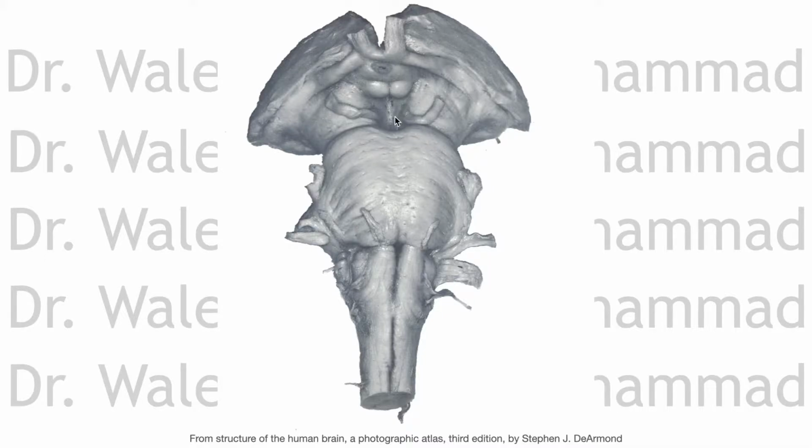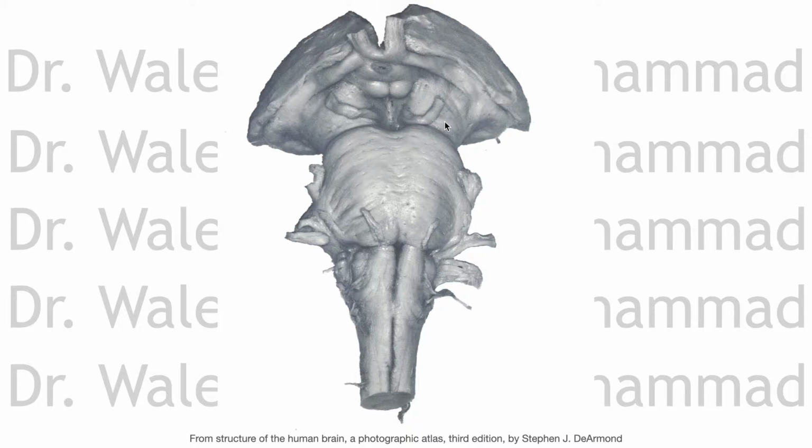This is a front view of the brainstem. As you can see here, this is the medulla oblongata, and this is the pons, and this is the midbrain here. The main features of the midbrain are the two cerebral peduncles, or the crus cerebri. Between them is the perforated substance of the brain.